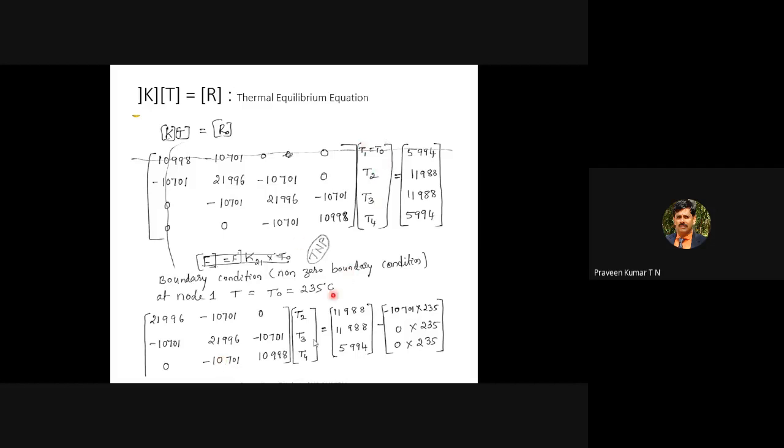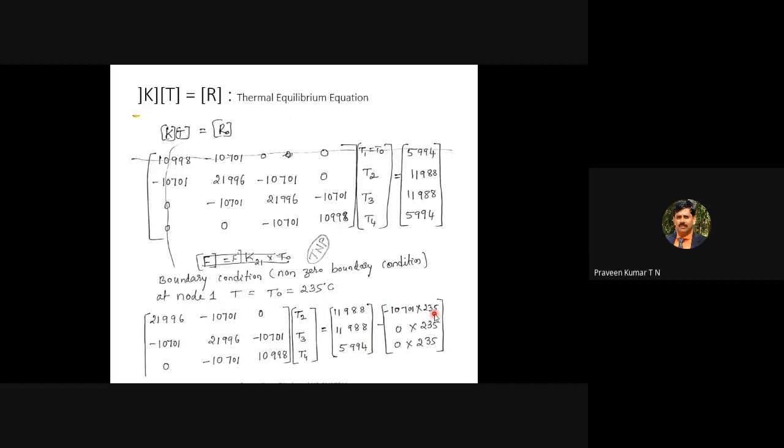So now this is the temperature vector. Only T1 is eliminated. Hence we have T2, T3, and T4. So there is no change here. That's equal to, this is the original heat force vector minus. Your easiest way to remember is, on the left hand side we have 1 minus 10701. This is the second row. The second row, first column, we have 10701.